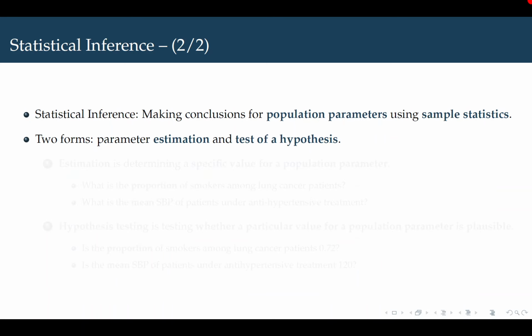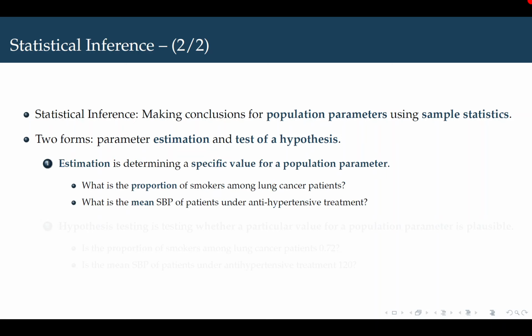So there are two forms of inference. One is called parameter estimation and the other is test of a hypothesis. In the case of parameter estimation, it's just determining a specific value for a population parameter of interest. So for example, if we say, what is the proportion of smokers among lung cancer patients? Now here we are intended to find a certain specific value for the proportion of smokers. So here the aim is estimation.